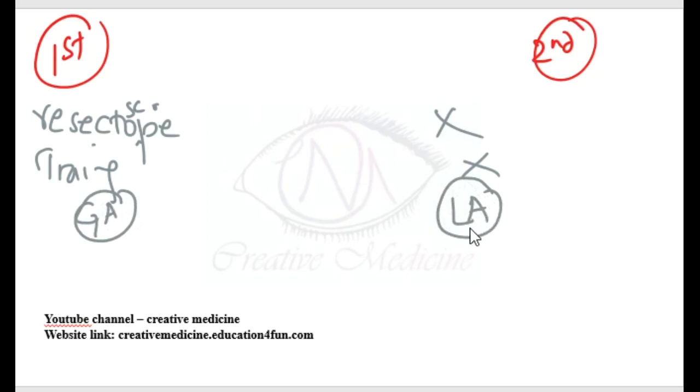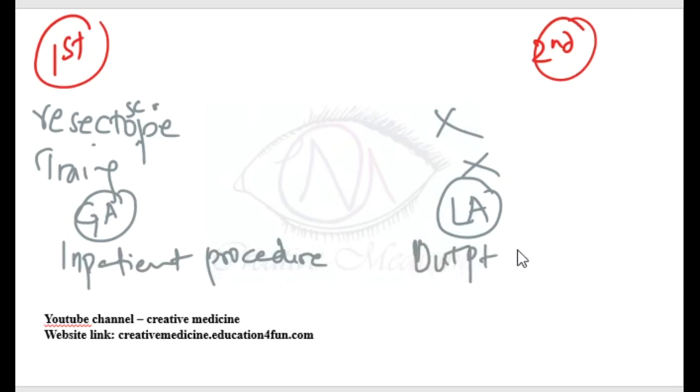First generation endometrial ablation is an inpatient procedure, whereas second generation endometrial ablation is an outpatient procedure. First generation endometrial ablation is less expensive. Second generation endometrial ablation is more expensive.